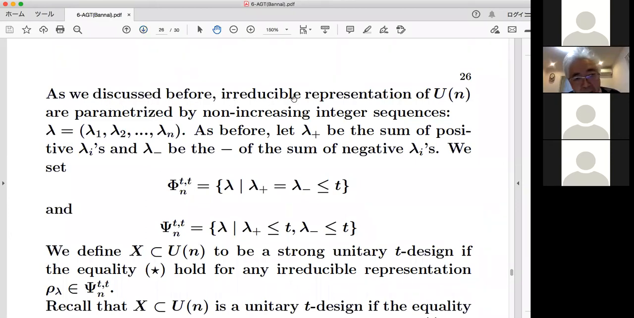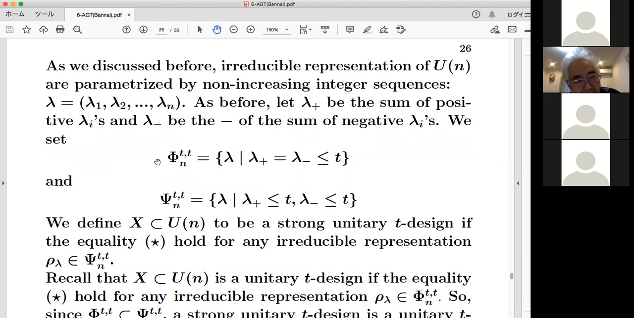As we discussed before, irreducible representations of U(n), sorry, this time we use a slightly different notation, n, are parameterized by non-increasing integer sequences, lambda equals lambda 1 to lambda n. As before, let lambda plus be the sum of positive lambda i's and lambda minus be the minus of the sum of negative lambda i's. So lambda plus and lambda minus are non-negative numbers.